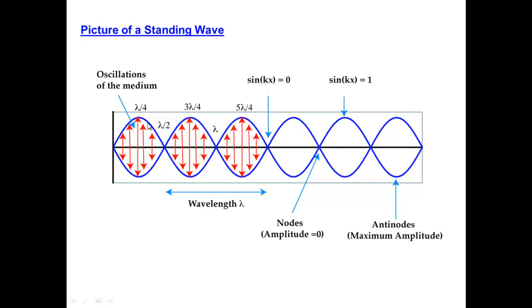And this picture is probably more important to remember than the equations on the previous page, because if you can remember the picture, then you get the locations of the nodes and the antinodes for free. You can just realize what the wavelength is and write down the x value of each of these special points.